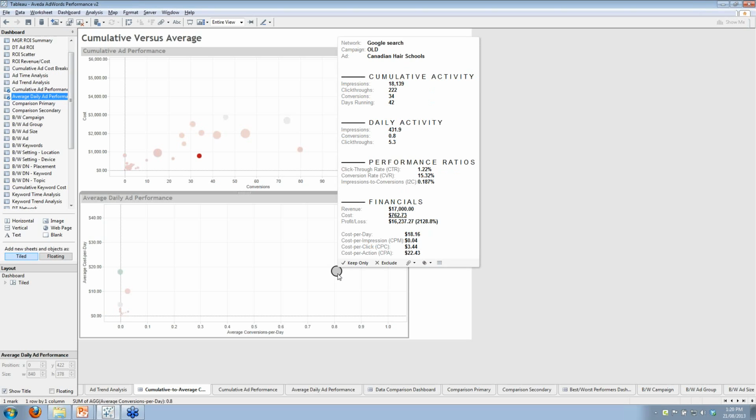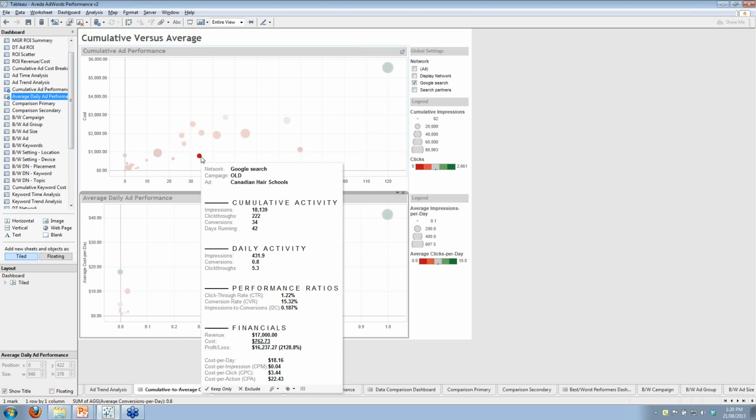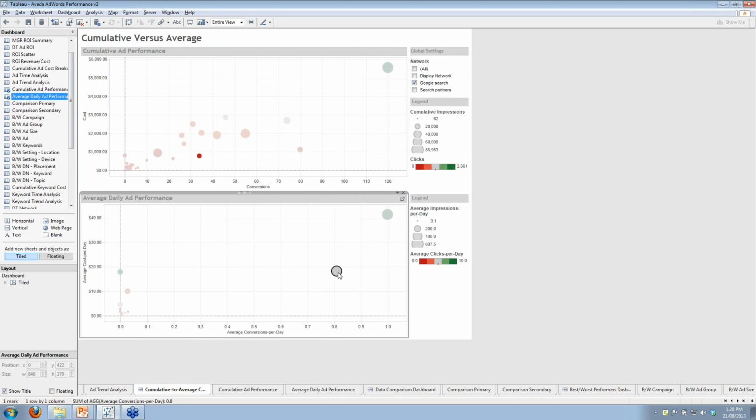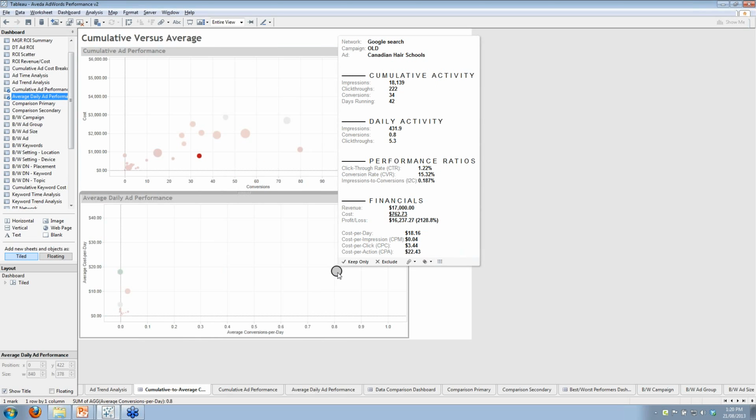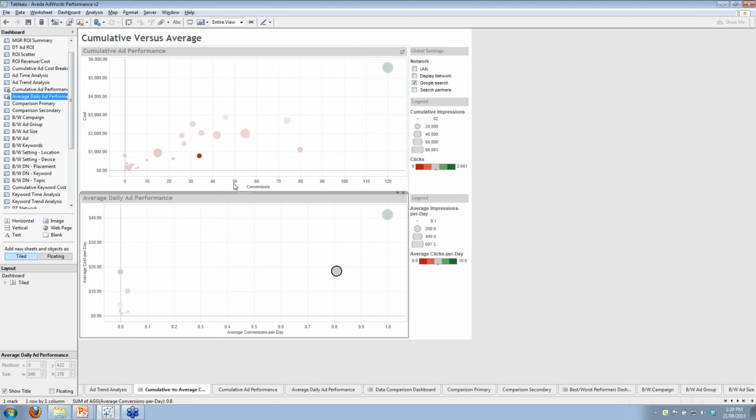This one is a better data point. So this one's generated 34 conversions in 42 days. So the conversions per day is going to be a lot better than what the total number of conversions are. So here you have the 34, but velocity-wise in generating conversions, this one is actually performing much better. So this allows you to identify, is it consistent? Is my campaign performing consistently, or is it performing better in this short period of time?